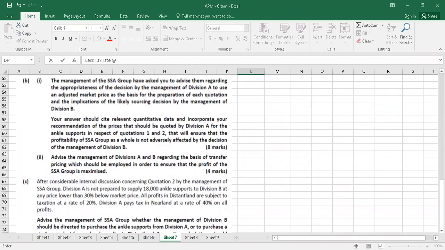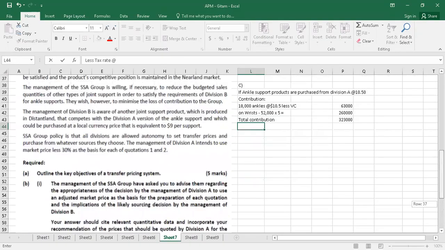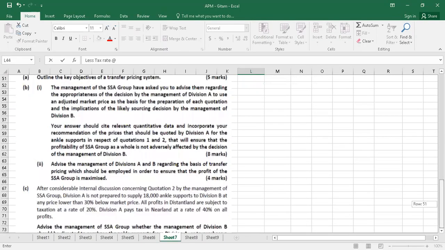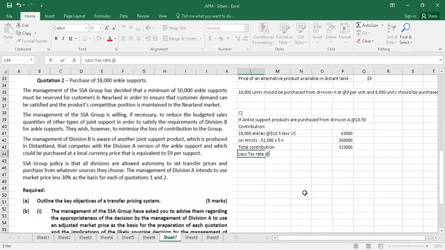See, Division A pays tax in Ireland at a rate of 40%. So this revenue is generated by Division A. Division A is in Ireland. Ireland has a tax rate of 40%. So on the revenue that is generated, on the profit that is generated, 40% tax has to be paid.